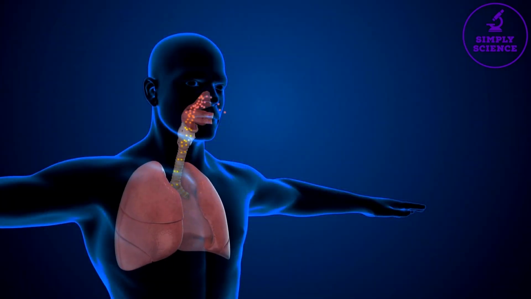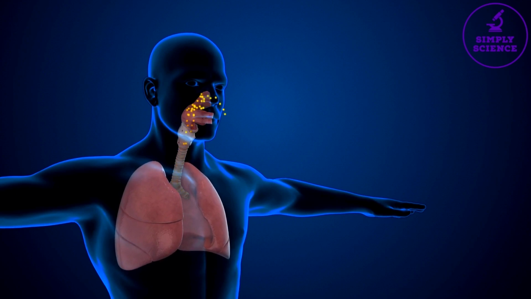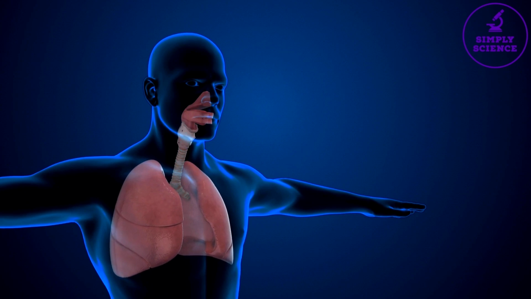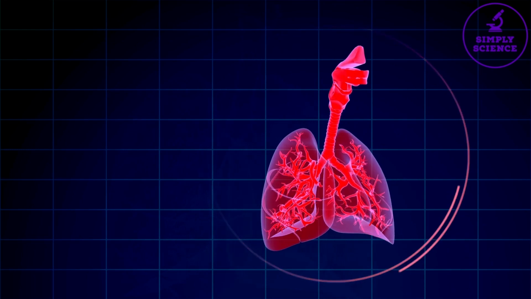When we breathe out, the intercostal muscles relax, moving the rib cage downwards and inwards. The diaphragm returns to its domed shape. This decreases the volume in the thorax, resulting in increased pressure. Air is then forced out of the lungs.